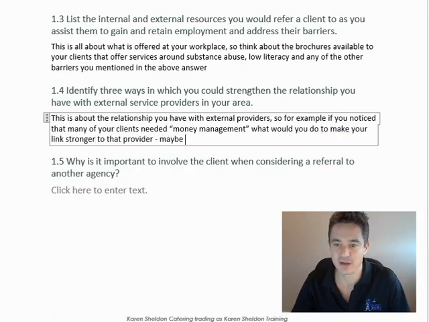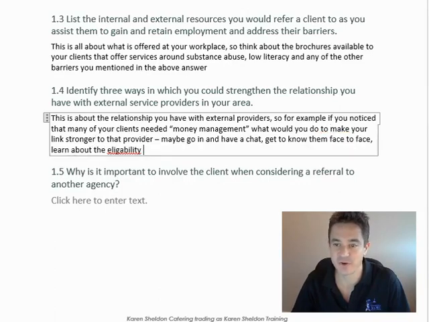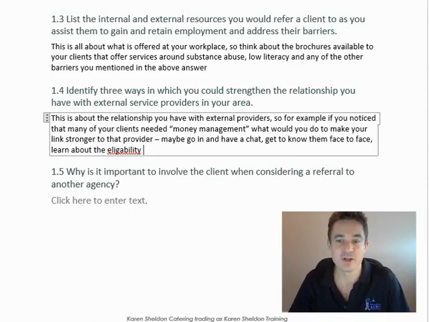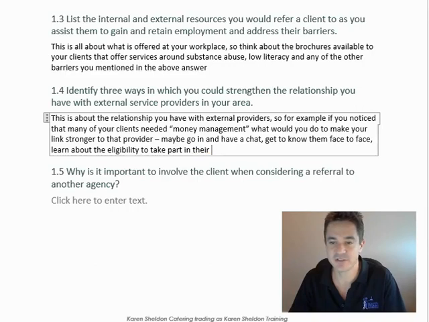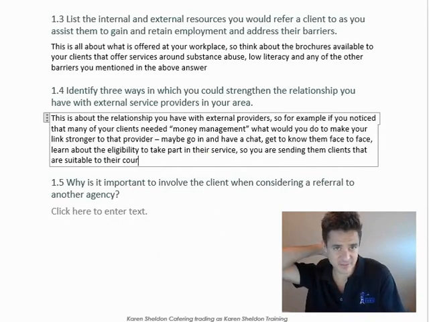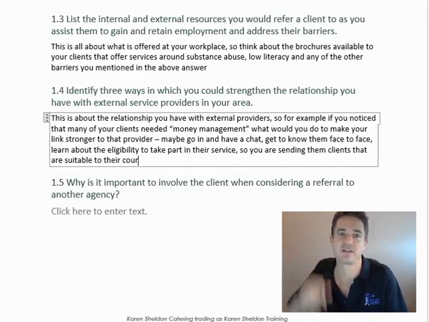You might, for example, like to go in and have a chat, get to know the person face to face, so you're not constantly on the phone to an unknown person. That's one great way to establish some better relationships with them. Learn about the eligibility to take part in their service. So if you're sending them clients that are suitable, then they'll be happy. If you're sending clients that don't qualify for that particular service, then it's going to get frustrating for them.